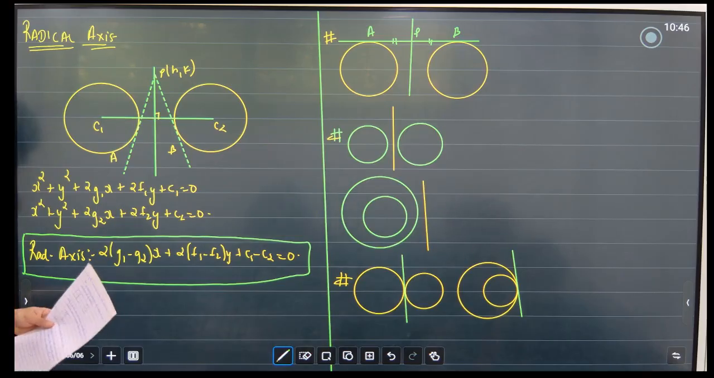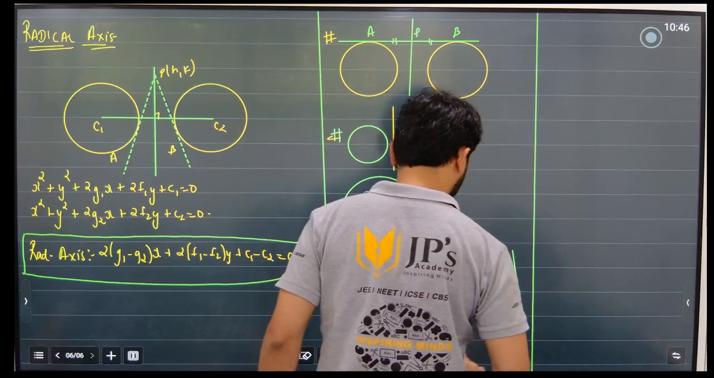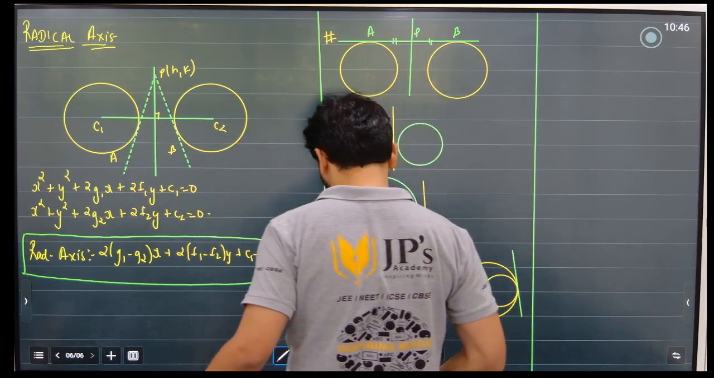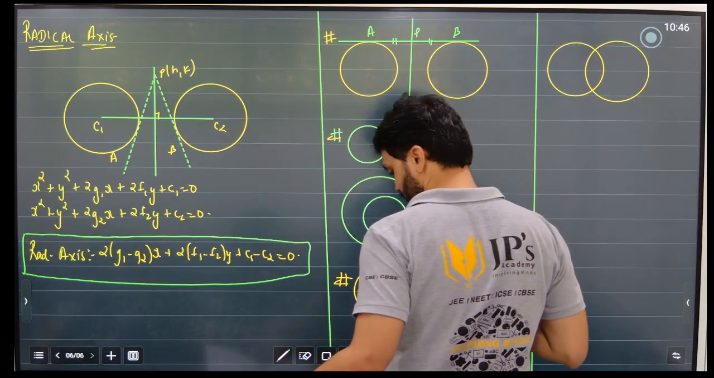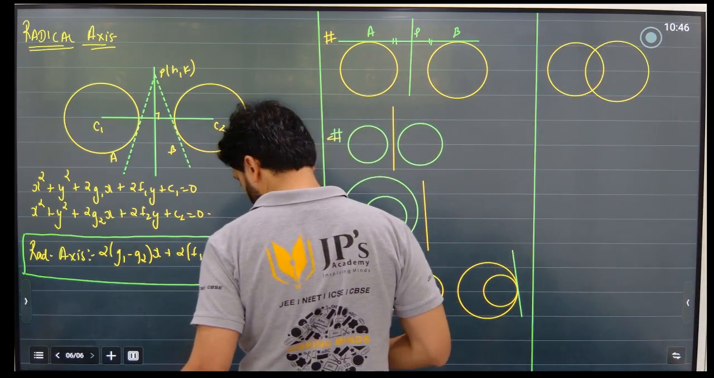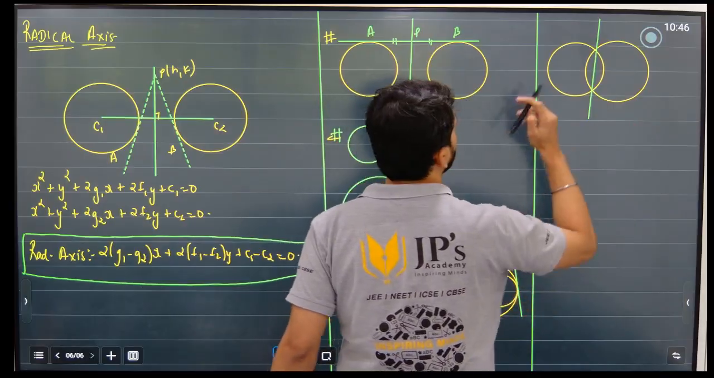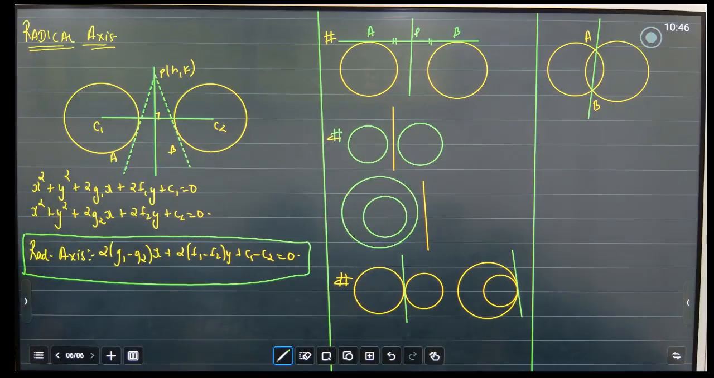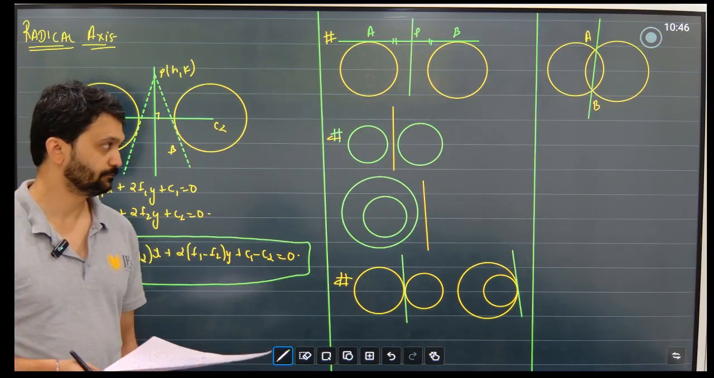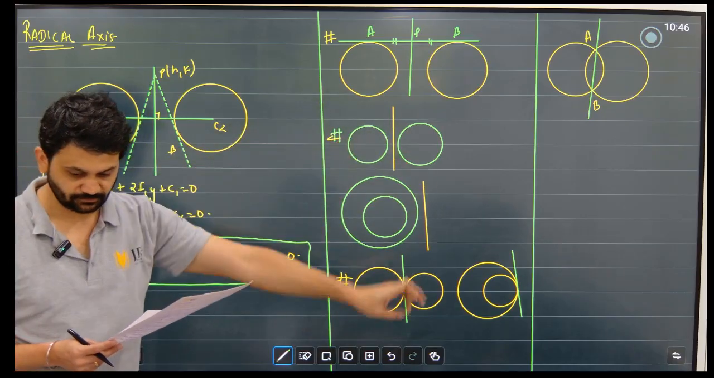Next, if two circles are intersecting each other, then the radical axis is the common chord of the two circles.